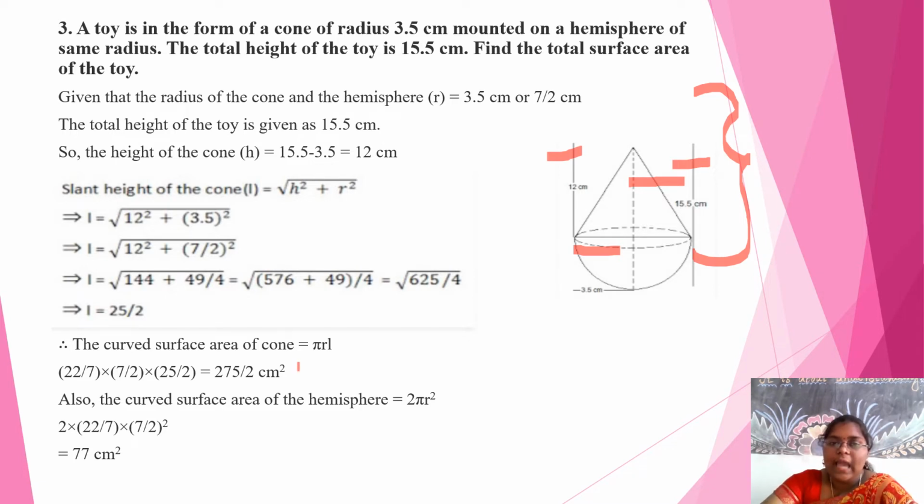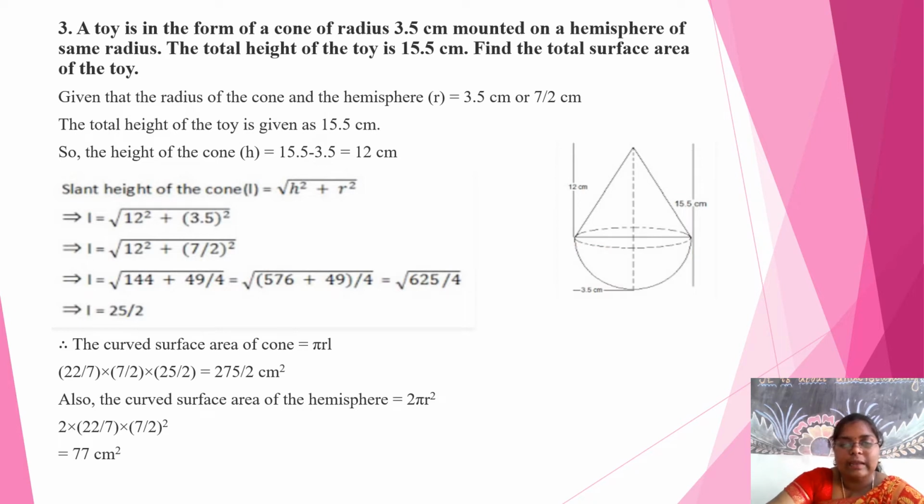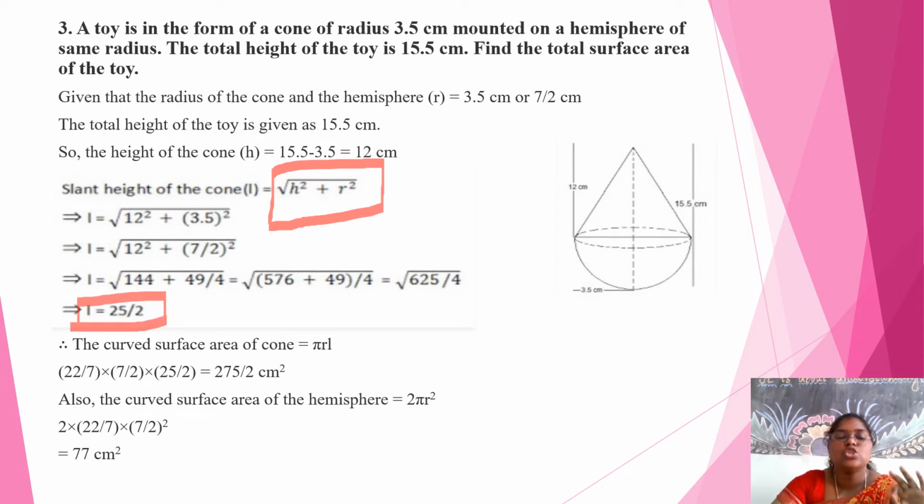So height we got, radius we know, but what is the formula to find the curved surface area of a cone? Pi r L, right? L we have to find. So you know the formula to find the value of L. How can we find it? Square root of h square plus r square. The h value we know, the r value we know. We are talking about the cone. So the height of the cone is 12, so 12 squared plus radius 3.5 squared. While simplifying, we are getting 25 by 2. This is the slant height, meaning L of the cone.